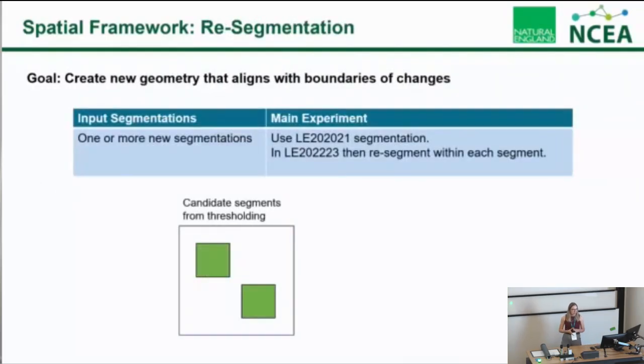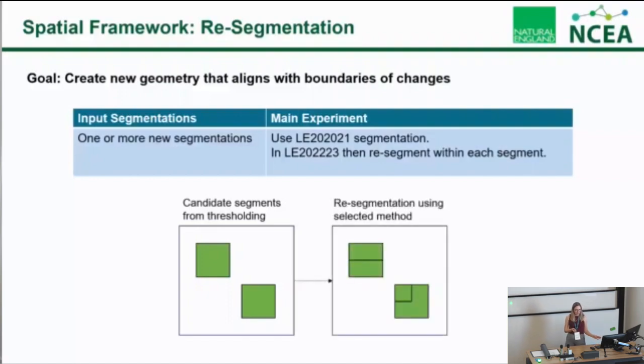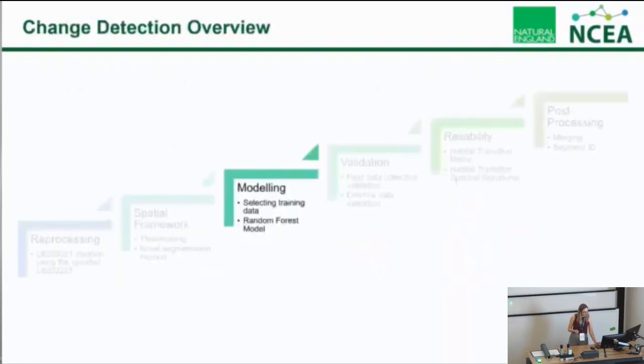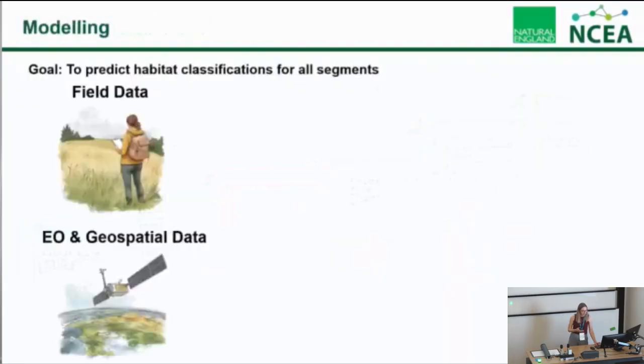So the resegmentation has the goal of creating a new geometry that aligns with the boundaries of changes. So we're using a novel method which takes the first segmentation and then uses this to constrain the new segmentation that we're inputting. So we've taken the candidate segments and then resegmented them, and then the next stage is to merge this with the first year to have an overall segmentation. And this moves on to the modelling.